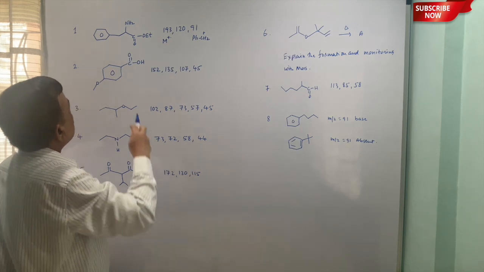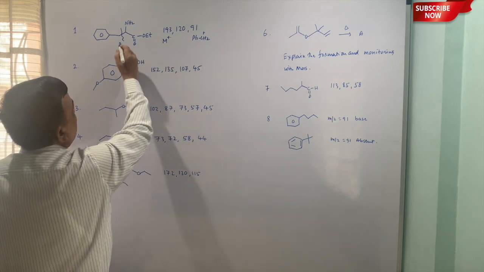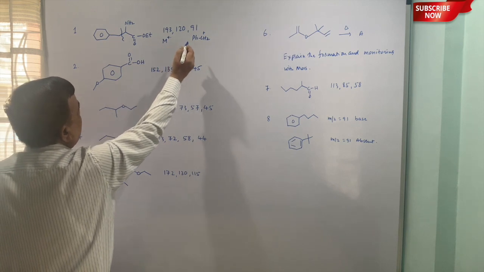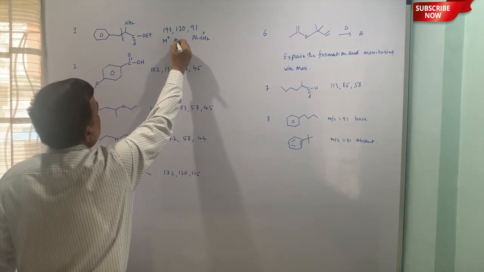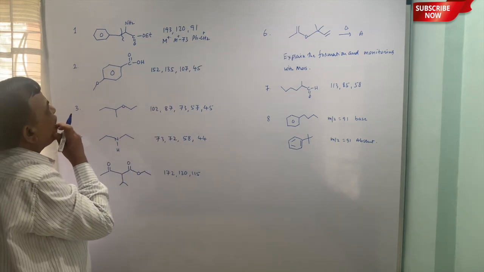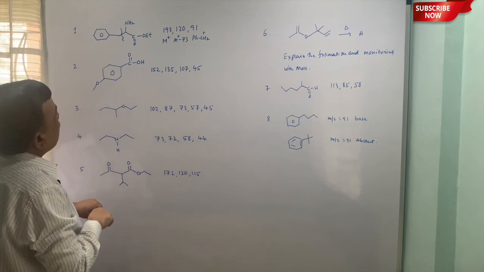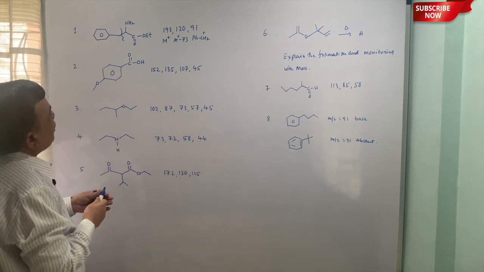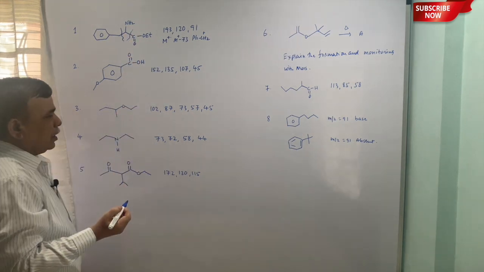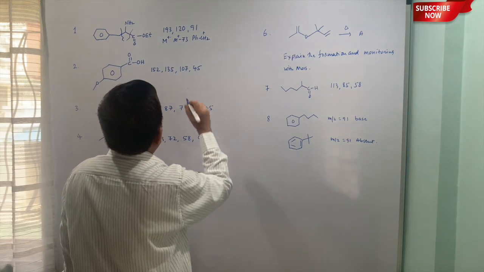So this is your tropylium ion, 91. 193 is the molecular ion peak, and now we have to work out for this M plus minus 73. So 73 has to be lost, and that is probably COOEt. The two alpha cleavages can give rise to these two peaks.